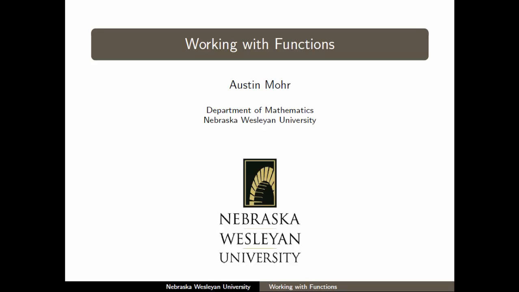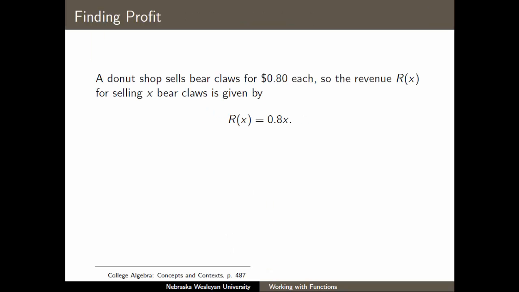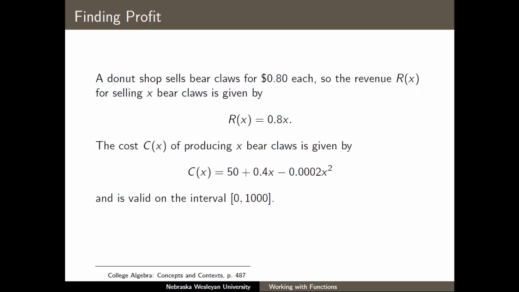In this section, we'll look at how to use algebraic operations to combine simpler functions that allow us to describe more complicated situations. One of my simple functions will be revenue. If I sell x bear claws and each one costs 80 cents, then I can model the revenue as 0.8 times x. For each one of the bear claws that we sell, there's an associated cost for actually producing it. Suppose the cost for making x bear claws is given by this C of x function.